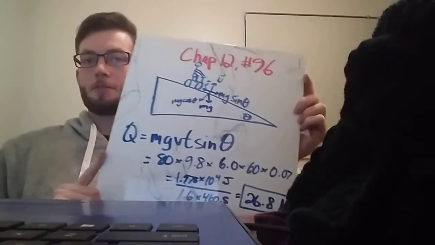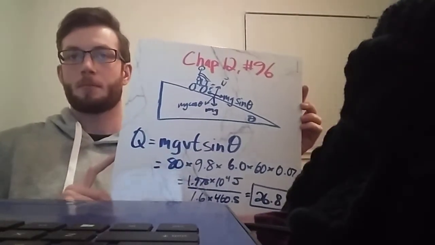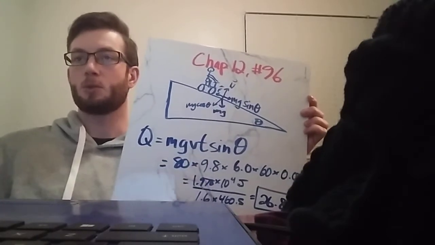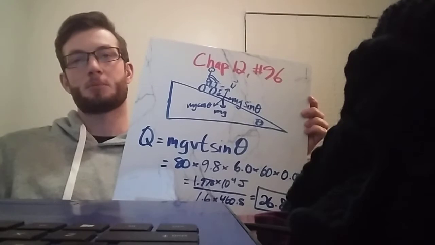Hi, this is an explanation for problem 96 in chapter 12. This problem reads, when you put on the brakes on your bicycle, friction heats the steel rims of your wheels. Could this heating be a problem?